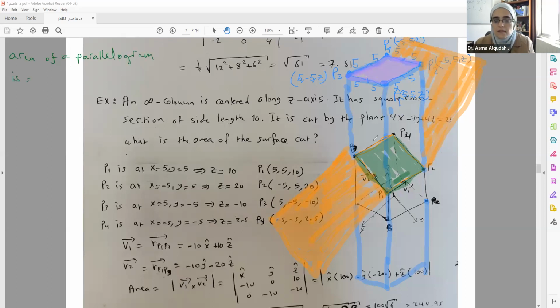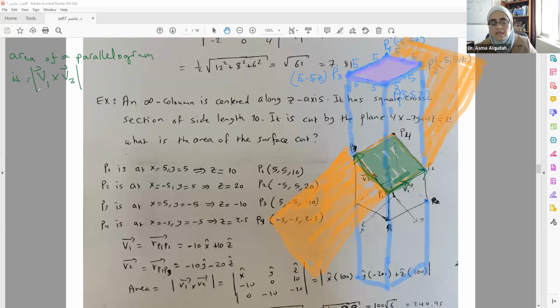So the cross product, let's say we have 2 vectors. This is vector v1 going along this side, and we have this vector v2 going along this side. If we have the cross product between these 2 vectors, we can find the area of this shape. So the area of the parallelogram formed is equal to the cross product between v1 and v2. Okay, and then we take the magnitude of that cross product.